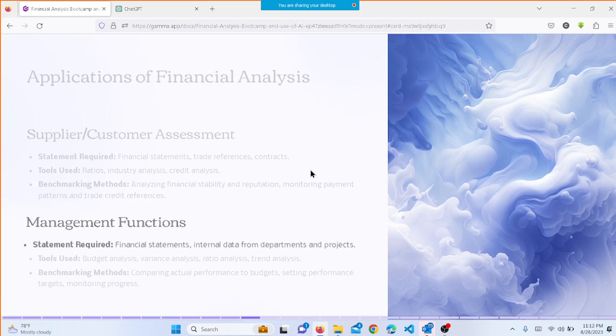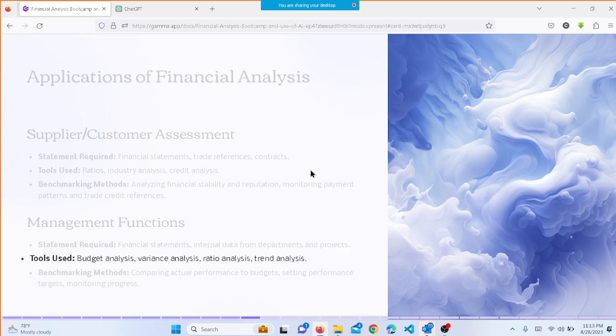Then, lastly, is management functions. For management functions, we normally need internal data more than financial statements, because financial statements are usually combined and give a very high-level overview of the company's performance. They may not be used for management purposes that much, except by the shareholders or the board of directors who are more interested in the share prices. But then that category would fall under investments, not under management functions. Management usually does the financial statement analysis to understand operational efficiency.